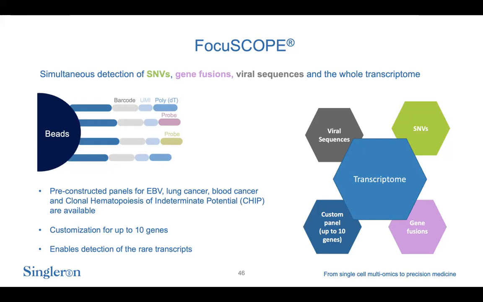Also, another advantage is that you can, for instance, detect the viral sequences. So you can capture them and ensure that you enrich for them. Because it often happens that you might be interested in transcripts which are expressed to a low level. And this is something that FocusScope can also help with. So it also enables you to enrich for the transcripts of your choice already on the level of the barcoding beads.